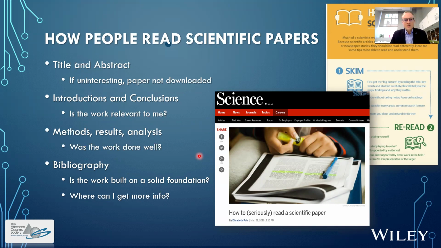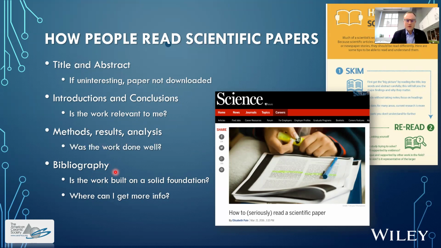The first thing they do is to look at the title and abstract, and you want to be able to capture their attention from that title and abstract. If it's not interesting, that paper is likely not going to be downloaded. Next is the introduction and the conclusions. People will check that out to see, is that work relevant to their research? And then if they get into the details, they will cover the methods, results, and analysis. And that really tells them, was this work done well? And finally, the references or the bibliography.